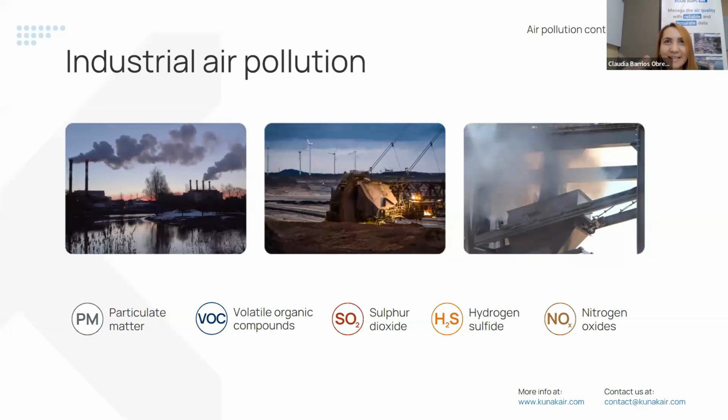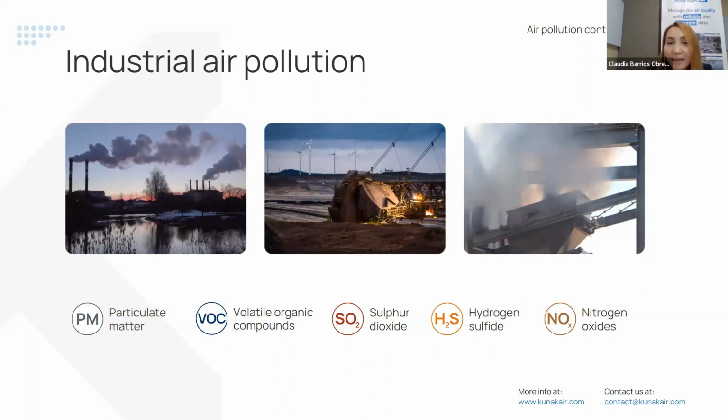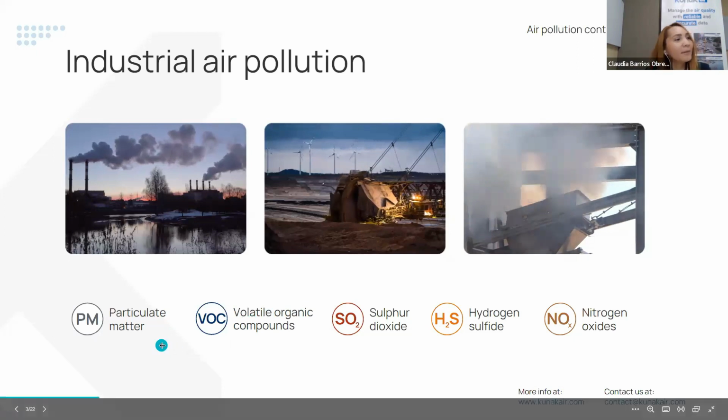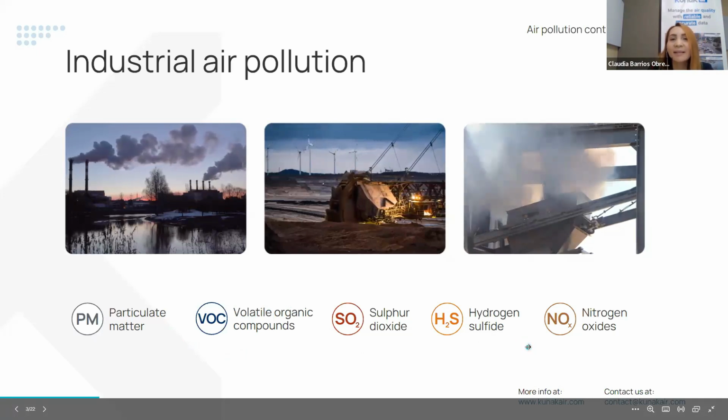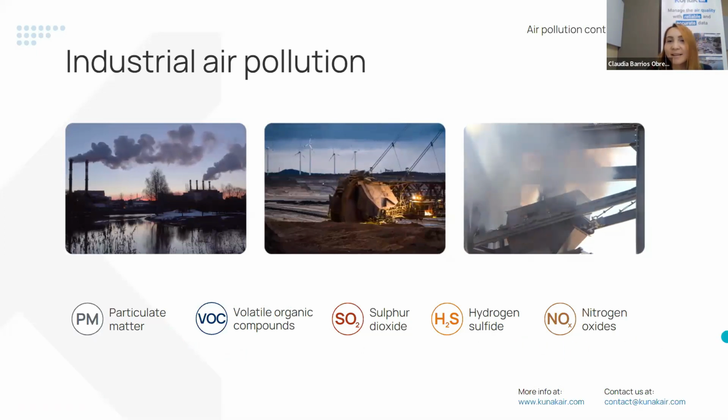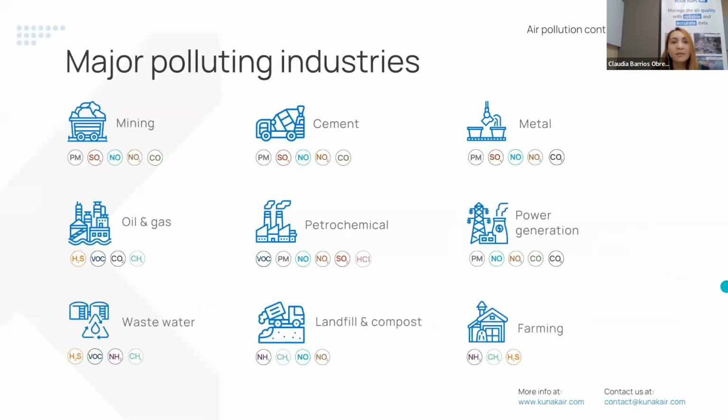A wide range of pollutants cause this type of pollution in the industry, as they emit various pollutants into the air, including particulate matter, volatile organic compounds, sulfur dioxide, hydrogen sulfide, nitrogen oxides, and other pollutants that, together or not, are causing environmental problems and individual health issues. Now, let's review some of the major pollutant industries.